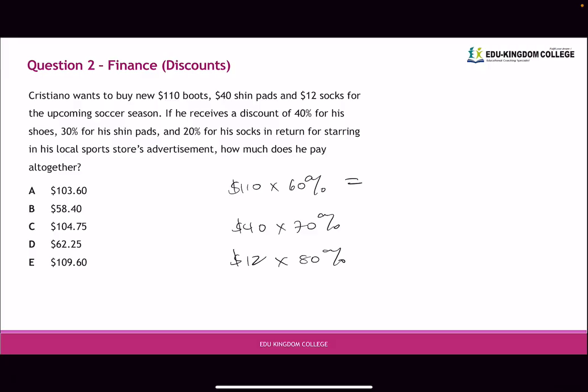Now you can convert these percentages into decimals or fractions if you want, or if you can do some quick mental maths, that's good as well. So if you're looking at $110, 60% of that is going to be $66. You can just do that by finding 1/10 and then timesing it by 6. So it's just 11 times 6 gives you 66. For $40, same method, it's $28. And for $12, once the discount's been applied, you only need to pay $9.60. Should add up to $103.60.